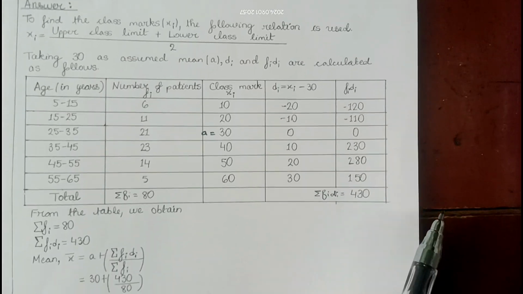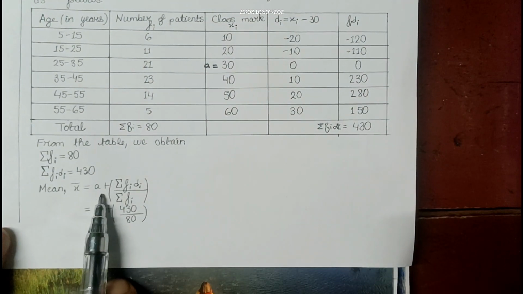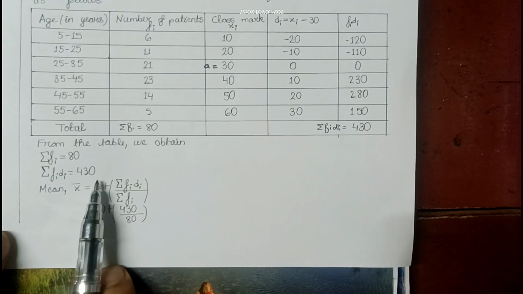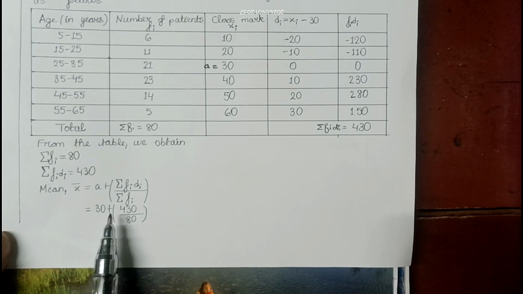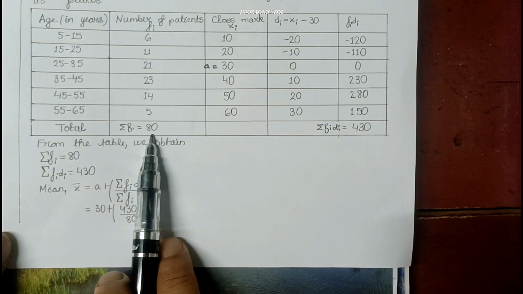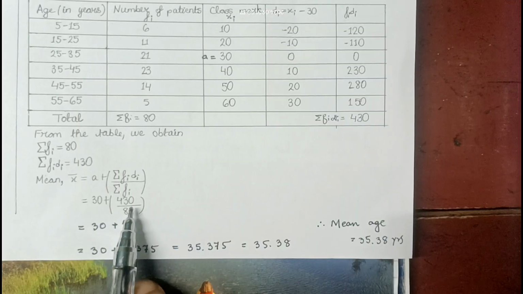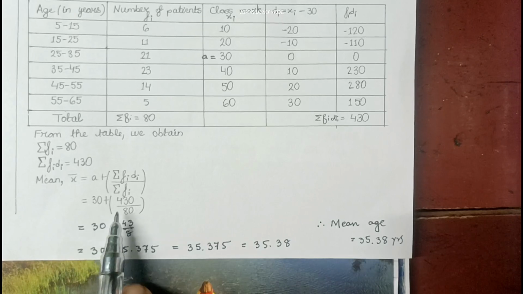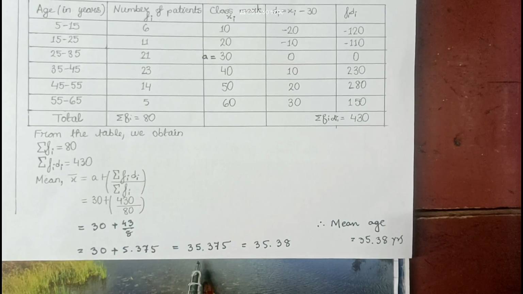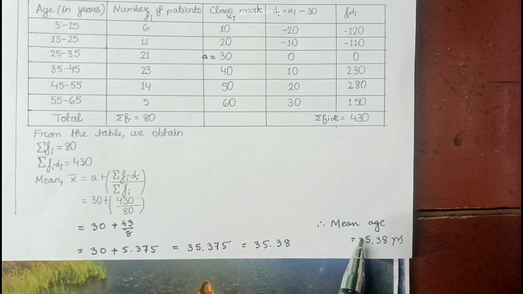Now we have to use the formula for mean, that is a plus summation fi di by summation fi. Here we got summation fi to be 80 and summation fi di is 430. So a, as we have considered, is 30, plus 430 divided by 80. Now the zeros in 430 and 80 can be cancelled, so we'll get 30 plus 43 by 8. If I divide 43 by 8, it will be 5.375. After adding, it will be 35.375. If I round off, it becomes 35.38. Therefore the mean age is 35.38 years.